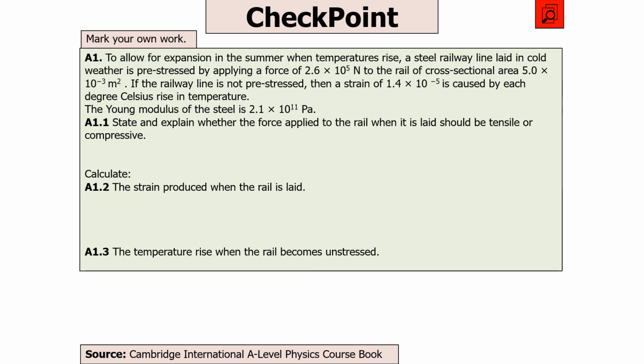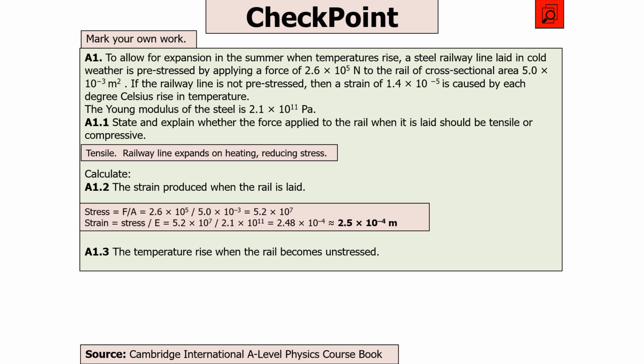Right, in this first one, we know that it should be a tensile force because the railway expands on heating and therefore that would reduce the stress, so you want it to be a tensile force applied to it. Now, the next one, we know stress is force over area, so we've got the force from the information in the question, we've got the cross-sectional area, so you can work out the stress. We then know strain is stress over the Young modulus, which we do know from the information given, so it's 2.5 times 10 to the minus 4 meters.